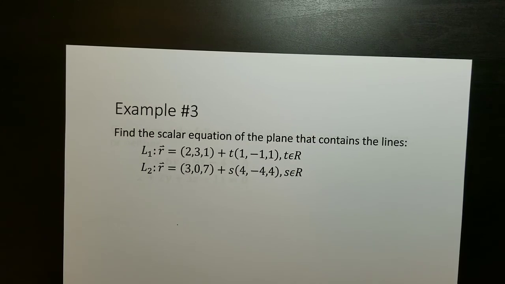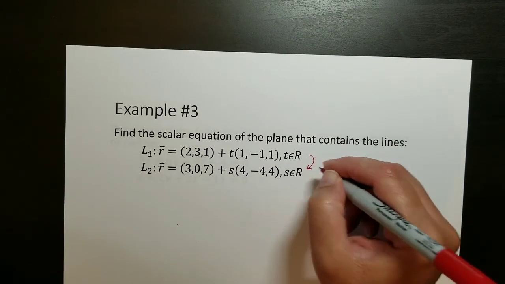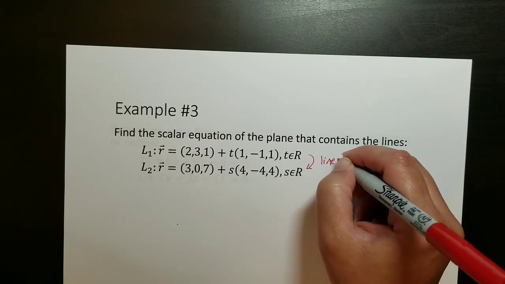So this question, I have the first line has a position of 2, 3, 1 and a direction vector of 1, negative 1, 1. And the second line has a position of 3, 0, 7 and a direction of 4, negative 4, 4. This goes back to something that I mentioned in the day 3 lesson where I said you might be given two lines and I don't say that they're parallel, but you have to recognize that. So here, for instance, you have the lines are parallel.